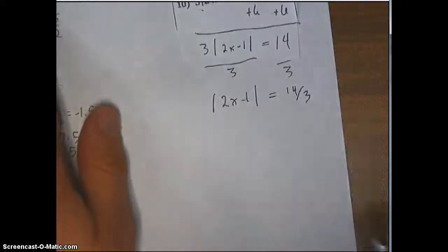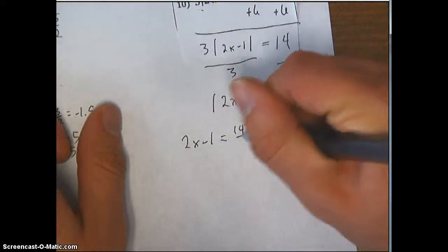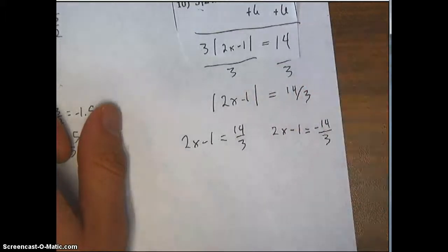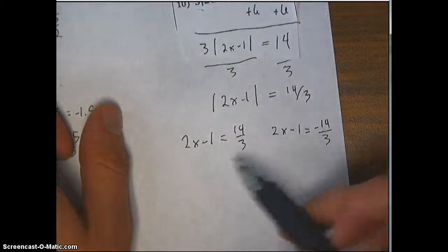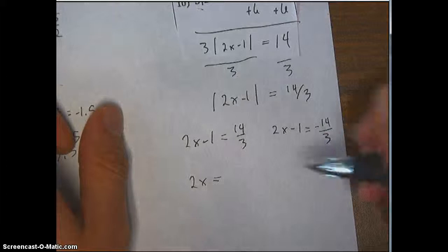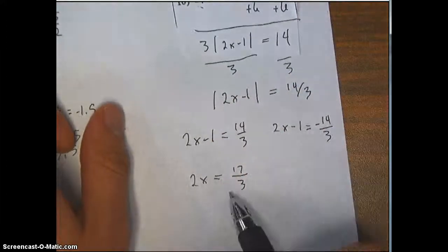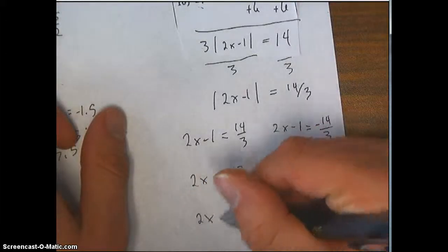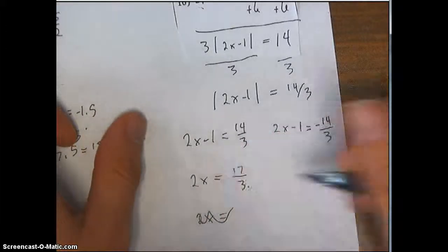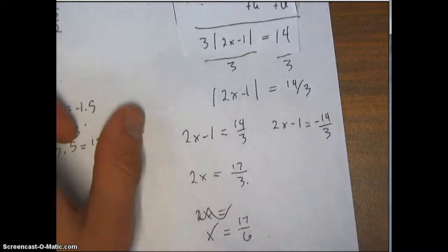Now I'm ready to write my two equations. 2x minus 1 equals 14 over 3, and 2x minus 1 equals negative 14 over 3. Positive and negative. Add 1. 2x equals, well, 1 is just 3 over 3. So when you add 1 to 14 over 3, it becomes 17 over 3. Divide that by 2. When you divide by 2, the 2 is going to go into that 3 there. So x equals 17 over 6.